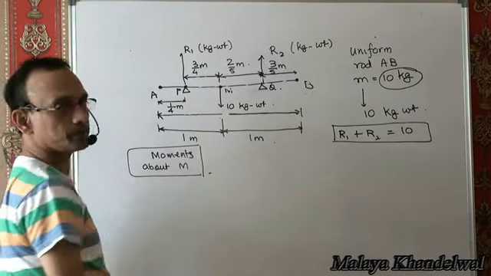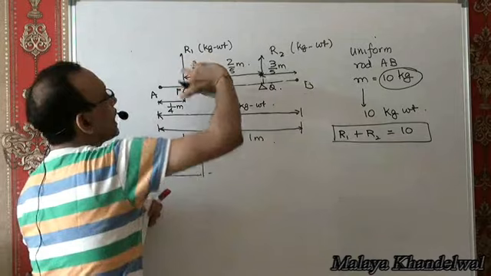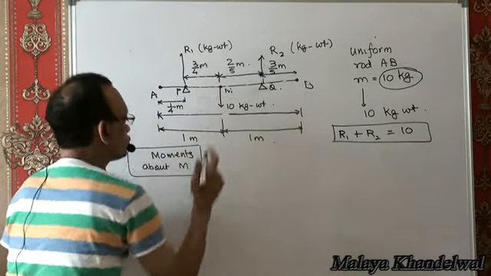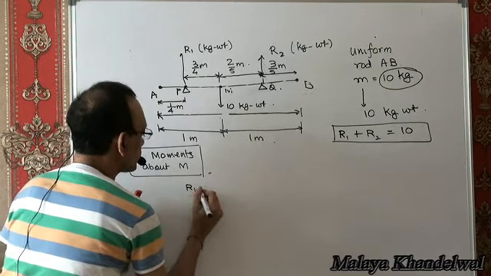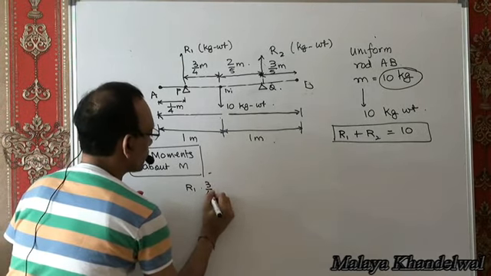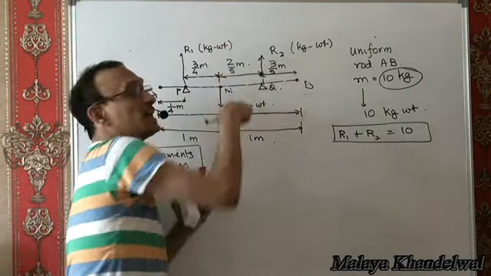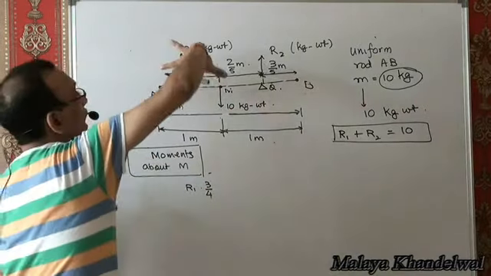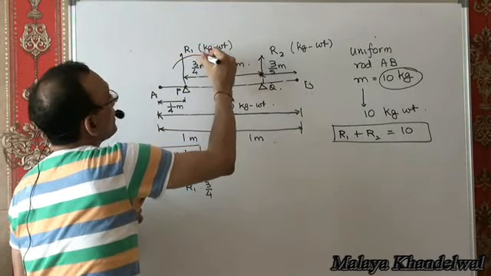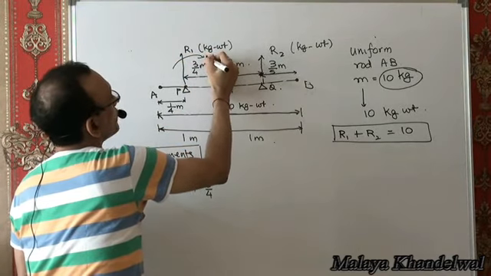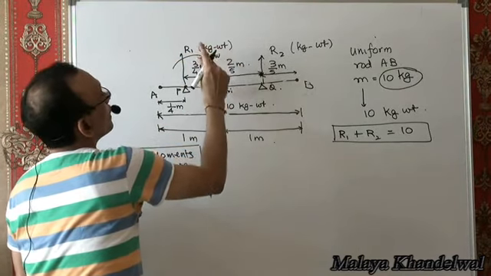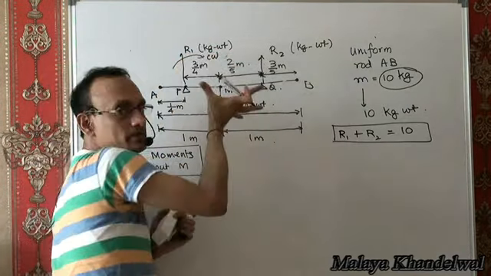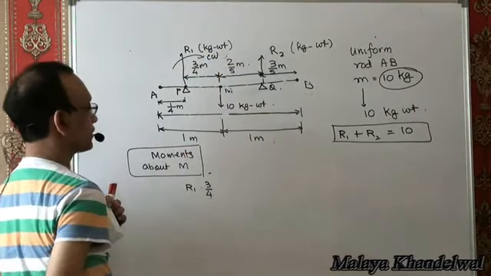Moments about M. Do you realize this R1 produces a clockwise moment about M, and what is it going to be? R1 into 3/4. And this 10 kg weight passes through M, so it produces no moment, right? So this is R1 into 3/4. About M, it's going to produce a clockwise moment, right?